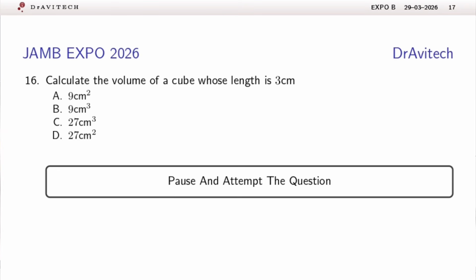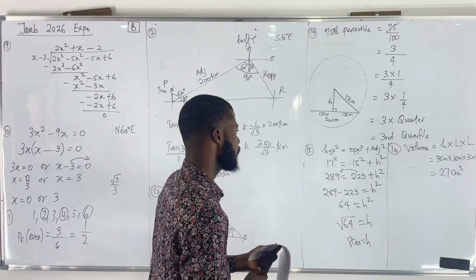If you look at the options, there was something they did though. In the options, some of them had square, some of them were centimeter square, some were centimeter cubed. Be careful. So the answer is going to be C, 27 centimeter cubed. It's not going to be D. D is centimeter square. So be very careful.